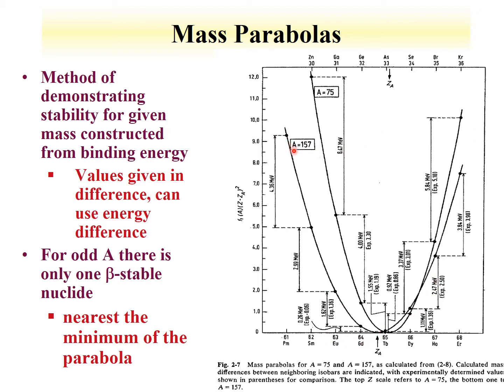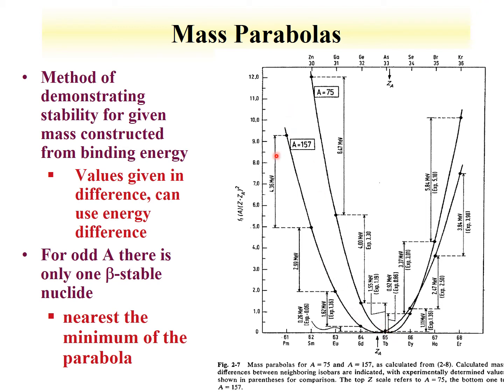So here we plot A of 157, A of 75. And fundamentally here we have energies. These are your Q values. So zinc-75 decaying to gallium-75 has this much energy. Gallium to germanium, germanium to arsenic. And we see that there's a stability point here at arsenic. Krypton decays to bromine, bromine to selenium, and then selenium to arsenic.